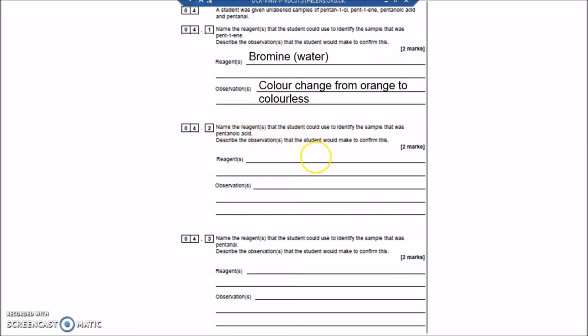Name the reagent used to identify the sample was pentanoic acid. So the easiest way of doing this is adding something like sodium carbonate that's going to form bubbles. I suppose you could add a universal indicator which would go orange, but sodium carbonate producing bubbles, or effervescence, but bubbles is easier to write down than spell, so bubbles will get you the mark, is the best answer.